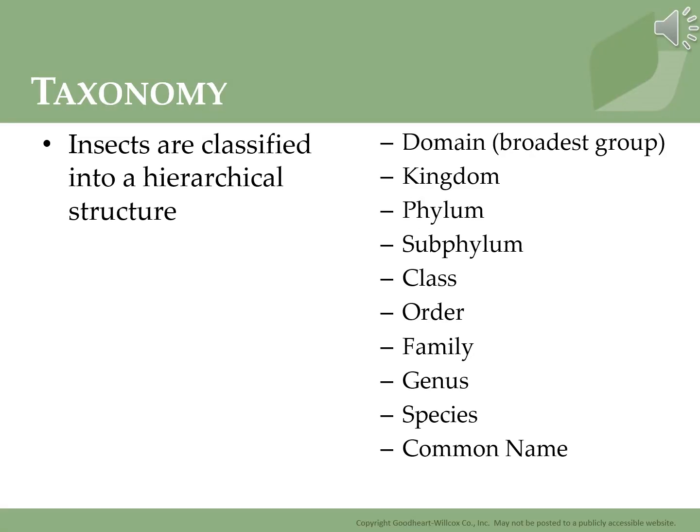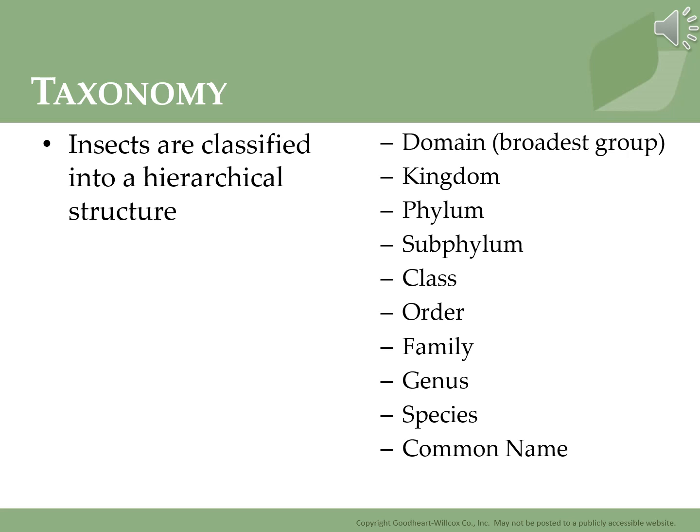Organizing the diversity of insect species is the science of taxonomy. As with plants, insects are classified into a hierarchical structure. The first and broadest group is the domain Eukaryota. Other categories in the structure include kingdom, phylum, subphylum, class, order, family, genus, and species.